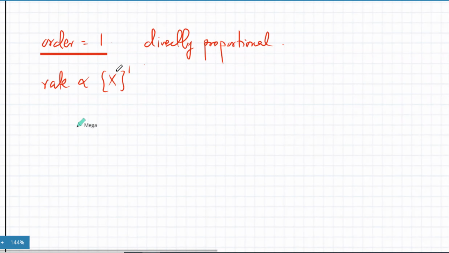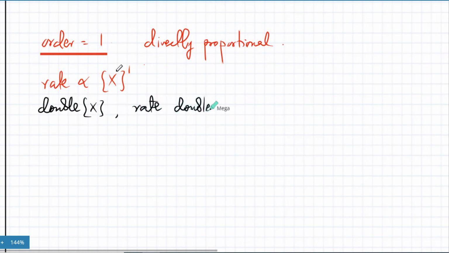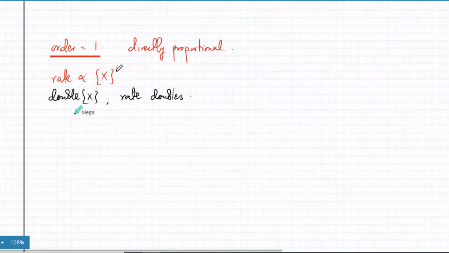So this is directly proportional. I'm going to write this: if you double the concentration of X, then the rate doubles as well. Now, the next one. What if it's order 0? What does that mean, if its order is 0?